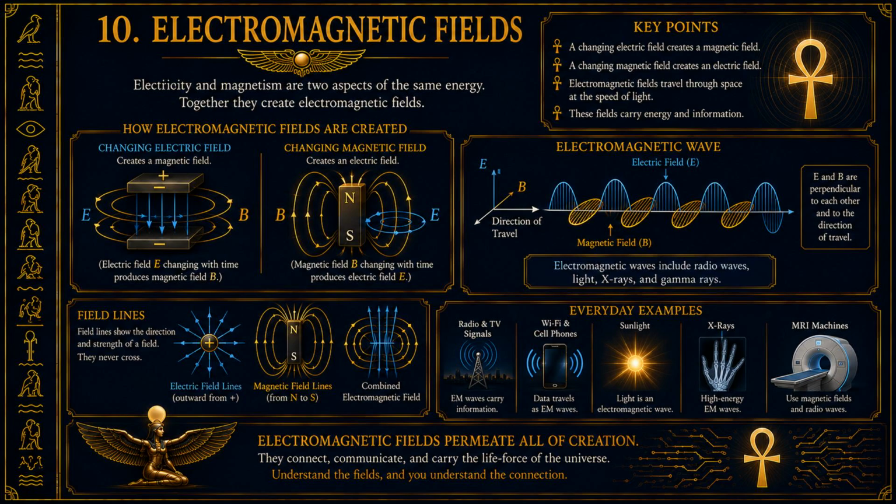Electric and magnetic fields are inseparable aspects of electromagnetism. A changing electric field produces a magnetic field, and a changing magnetic field produces an electric field. Together, they allow energy and information to move across space as electromagnetic waves.